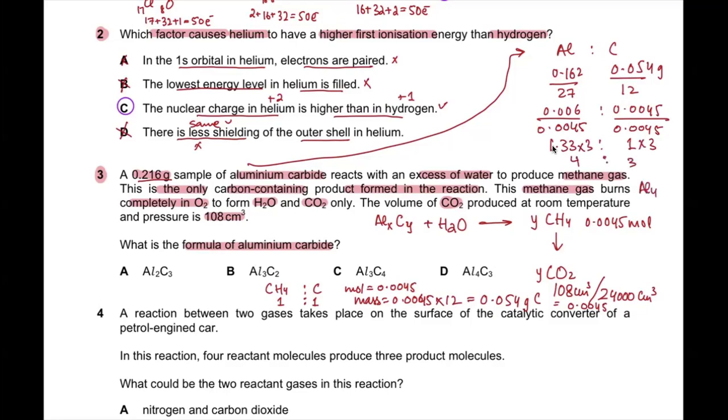So Al4C3. So that is D. It means A, B, and C go wrong, and D is your correct answer. Is this clear to all of you?